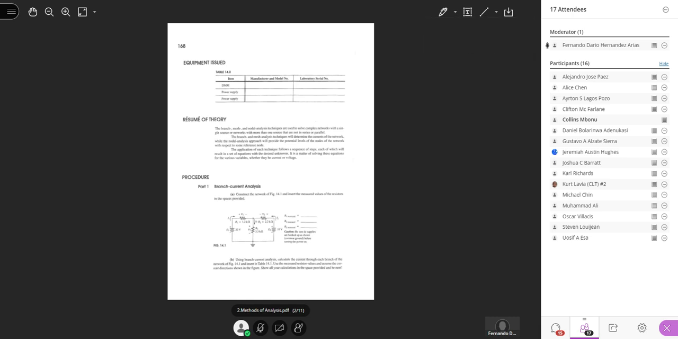I make some pauses sometimes. I'm just reading because I'm getting a bunch of questions and things, so I just pause to read them.